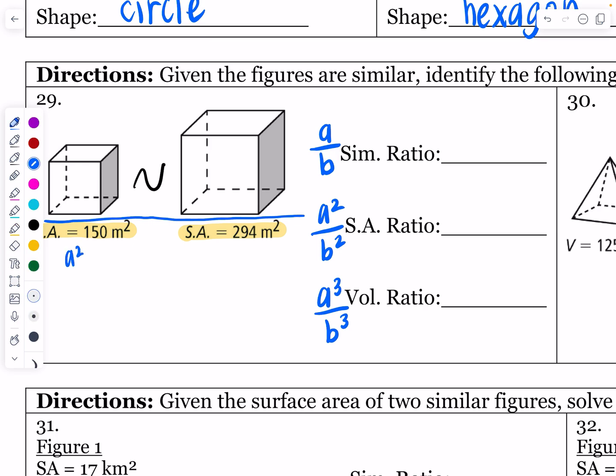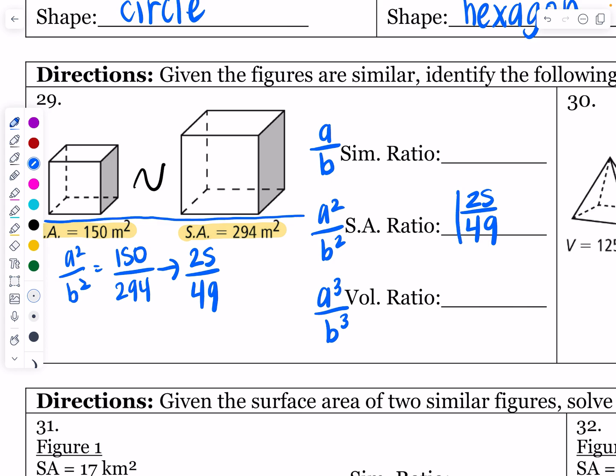So that's going to be my a squared over my b squared. Player 1 had a surface area of 150. Player 2 had a surface area of 294. And the first thing we're going to do is reduce this. So 150 over 294, as a fraction, is going to reduce to 25 over 49. So that's what I put for my surface area ratio. 25 over 49 is going to be my a squared over b squared ratio.